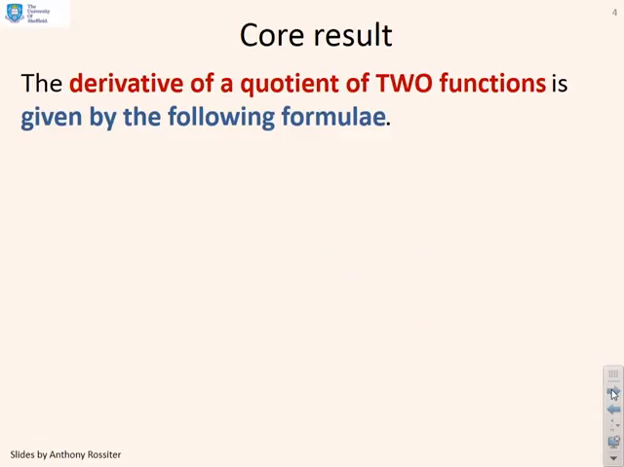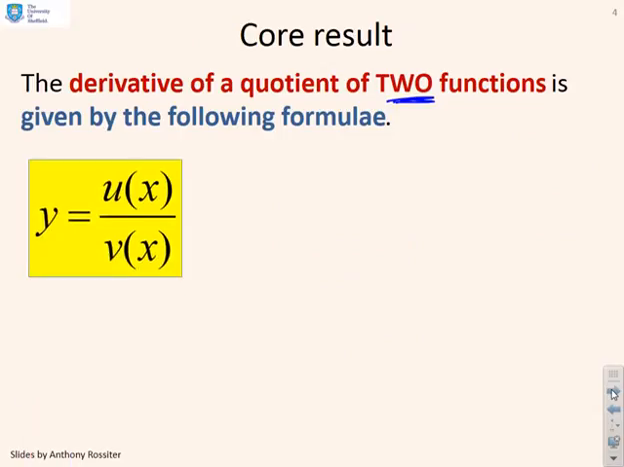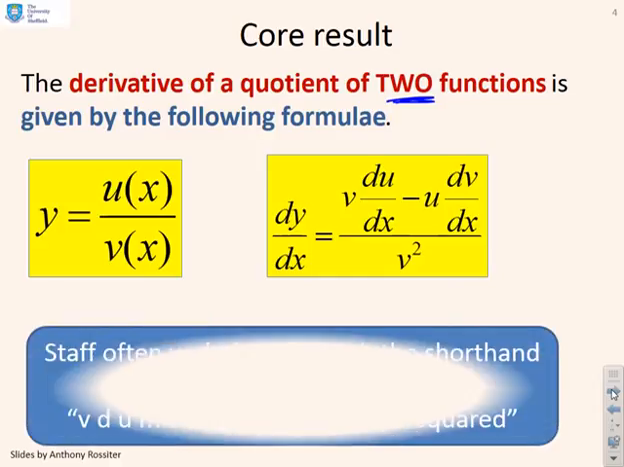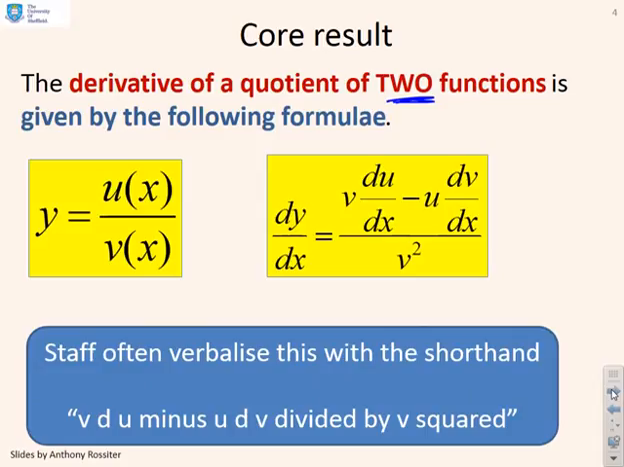The core result then. The derivative of a quotient of two functions, and we emphasize here we're only doing two functions, is given by the following formula. So if y is u of x divided by v of x, then dy dx is given by this formula: v du dx minus u dv dx, all divided by v squared. The way people often say this, as a sort of shorthand, is they say v du minus u dv divided by v squared. So if people say that, then you know they're talking about this formula here.